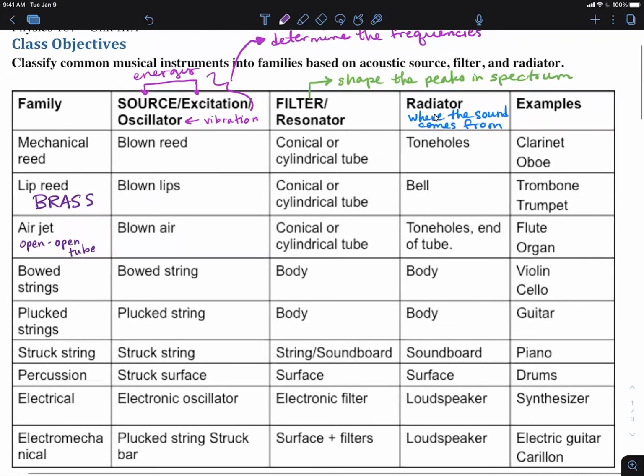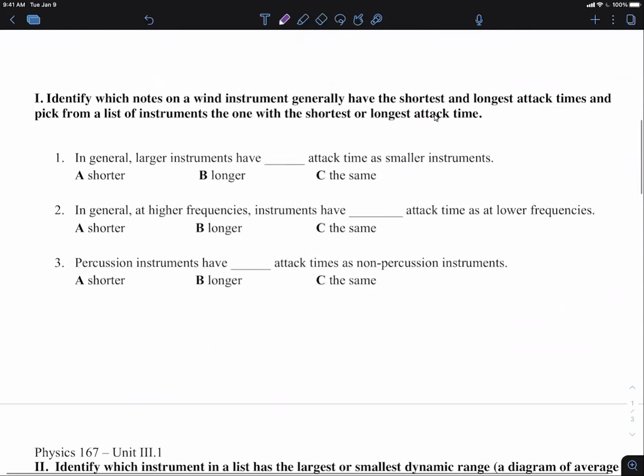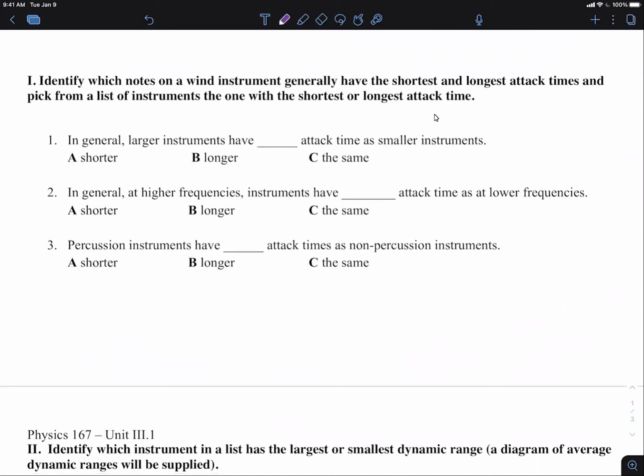It's important to remember with Unit 3 that we're taking our simple models of the mass spring system, the fixed strings, the open and closed tubes, and then this source filter idea. And we're seeing how far that can take us to describing the acoustical properties of the different musical instruments. Okay, so from the picture that is in the text and that was shown in class.